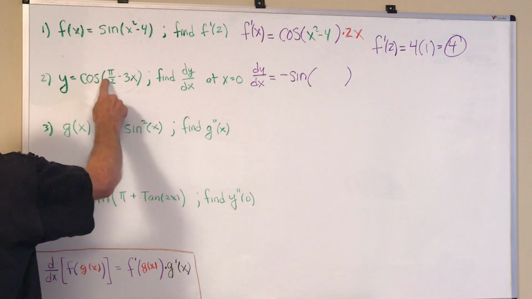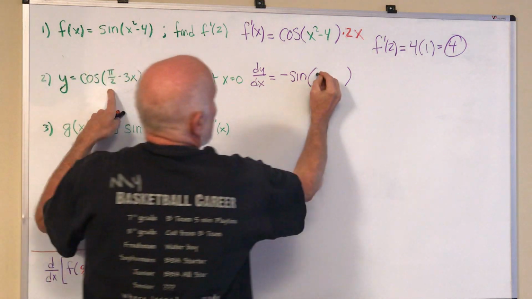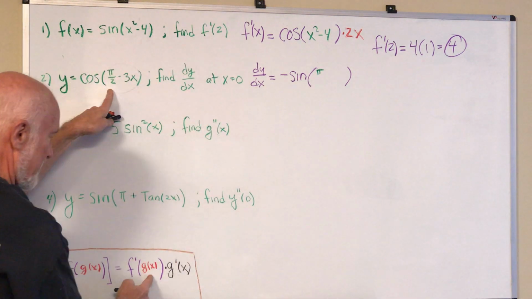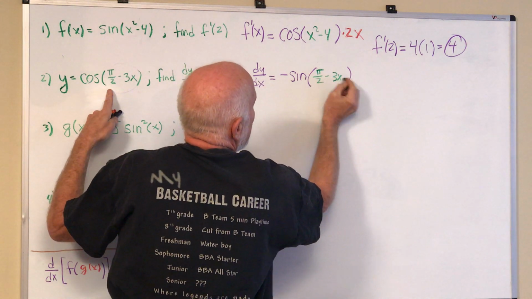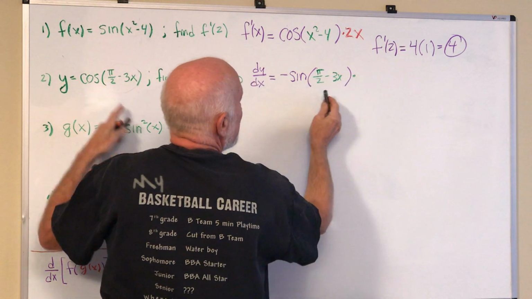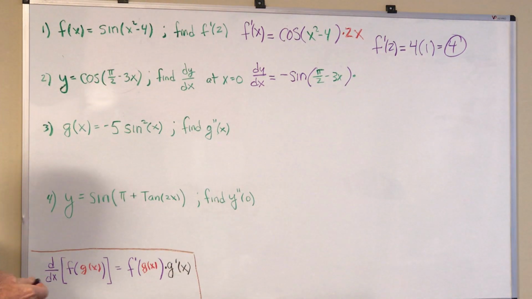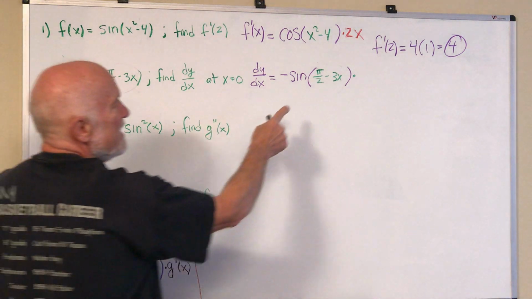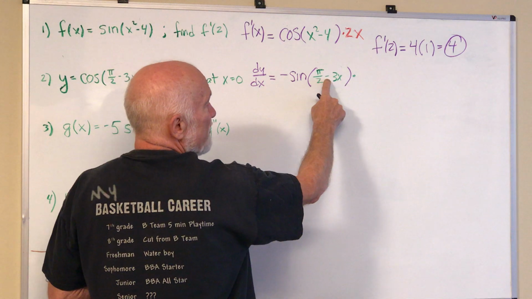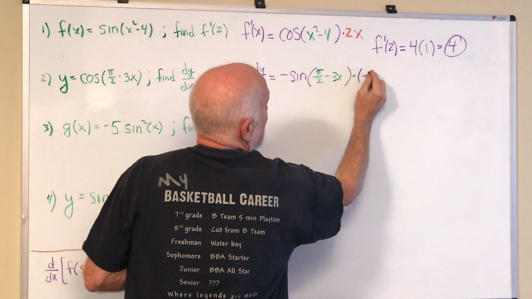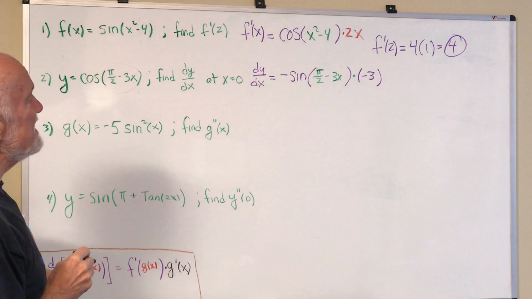But it's not of x, it's of this g of x. So I put in g of x here, because that's what the formula says. G of x, pi over 2 minus 3x, and then I multiply by the derivative of g of x. Well, that's not too complicated. The derivative of a constant, pi over 2 is 0, and the derivative of minus 3x is minus 3. So that's our answer for dy dx.